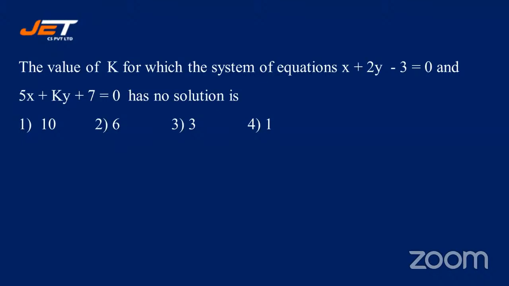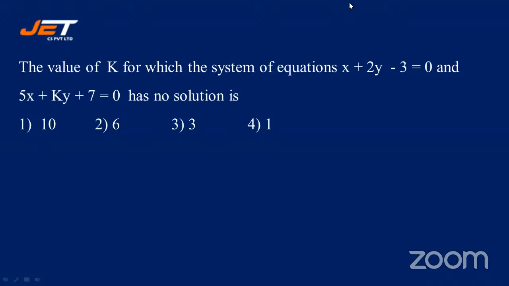The value of k for which the system of equations x plus 2y minus 3 is equal to 0 and 5x plus ky plus 7 is equal to 0 has no solution is dash. All right. So a1 by a2 is equal to b1 by b2. Quickly work it out and give me the answer for k. I'm giving you time. Very simple. What is a1? Coefficient of x in the first equation. What is a2? Coefficient of x in the second equation. What is B1? Coefficient of y in the first equation. What is B2? Coefficient of y in the second equation, which is k.